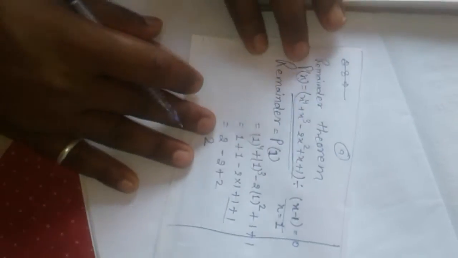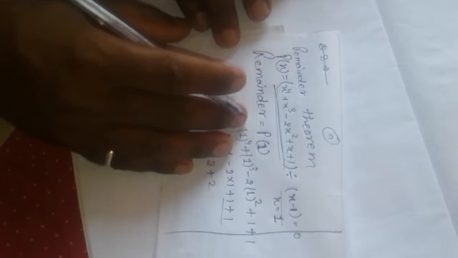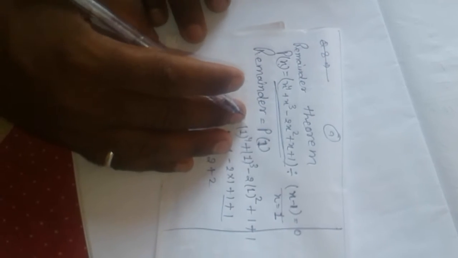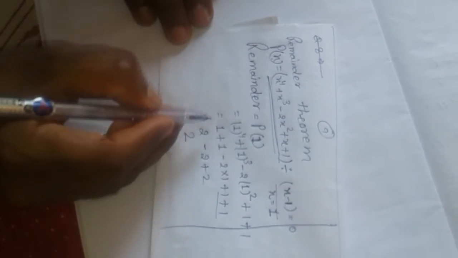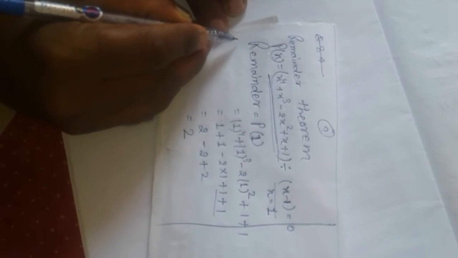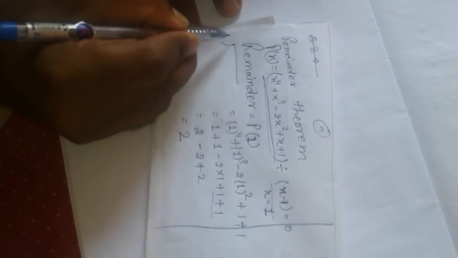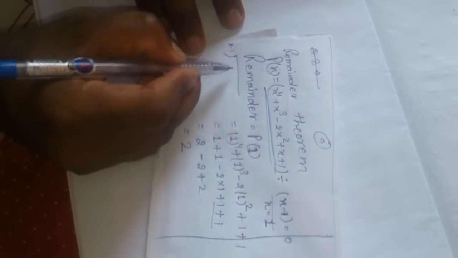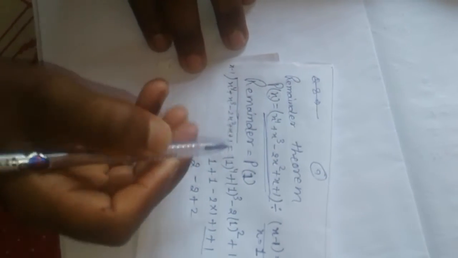We can also solve it by division, to check whether the remainder is coming correct or wrong. For this, we will start: x minus 1 divides x to the power 4 plus x to the power 3 minus 2x square plus x plus 1.